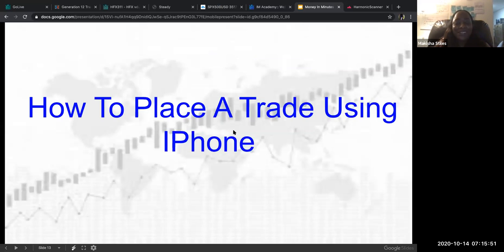Now we're going to go to showing how to place a trade on the iPhone. I'm going to share my screen from my phone so you can see it directly from my phone on how to actually take a trade from the iPhone.